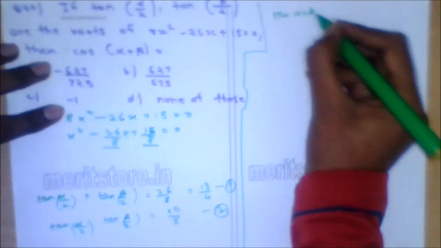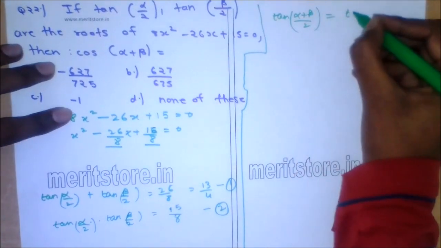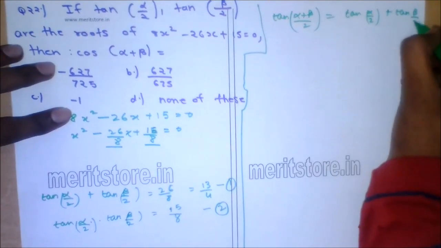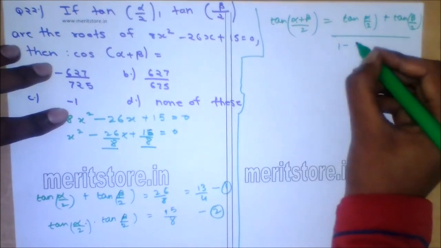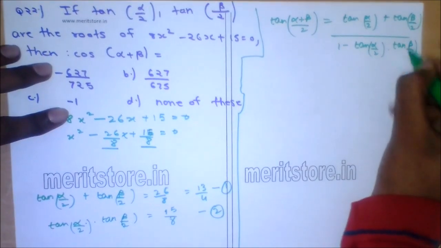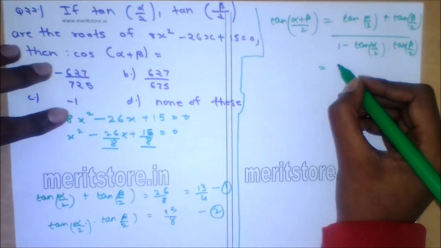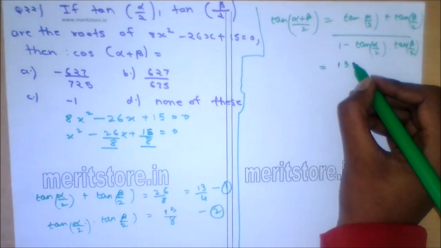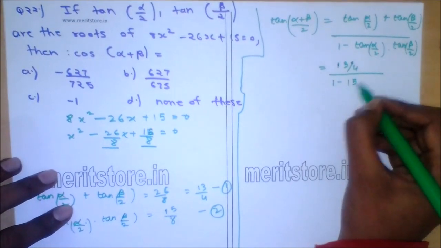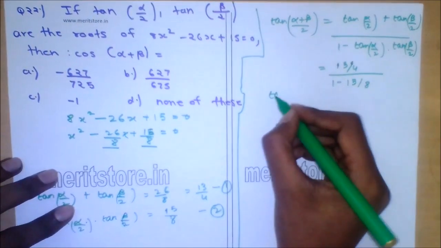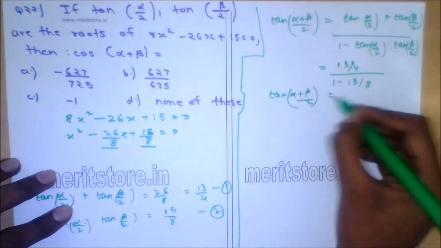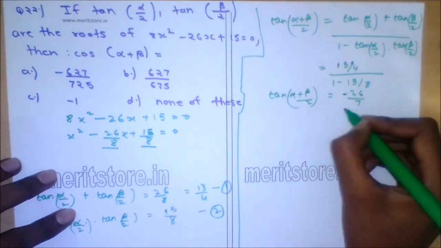tan alpha plus beta by 2 is given by tan alpha by 2 plus tan beta by 2 divided by 1 minus tan alpha by 2 into tan beta by 2. We have the value for this here, so it is 13 by 4 upon 1 minus 15 by 8. Simplifying this, we get tan alpha plus beta by 2 is equal to minus 26 by 7.